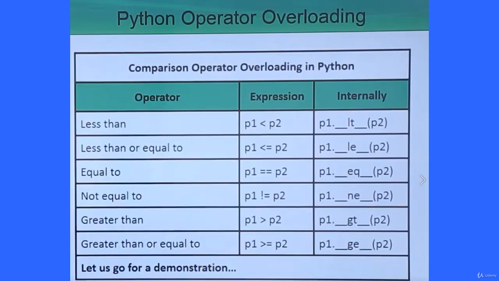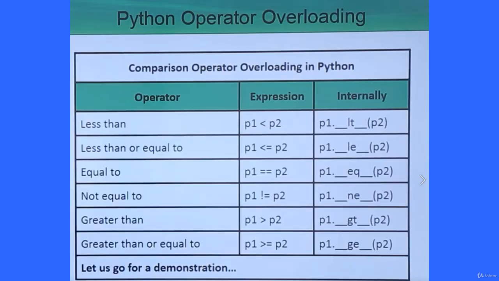Here we have the less than operator, and this is comparison operator overloading in Python. Now if you consider the comparison operators, that is less than, equal to (double equal to), not equal to, greater than or equal to, less than or equal to, and so on. These are the operators, these are the expressions, and internally which function is getting called, we have listed in the third column.